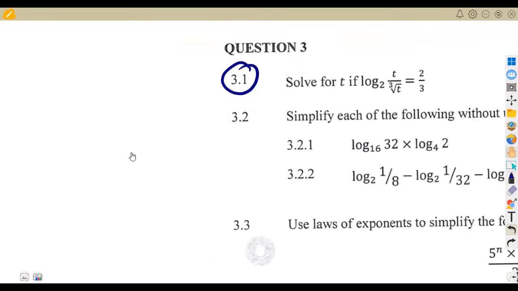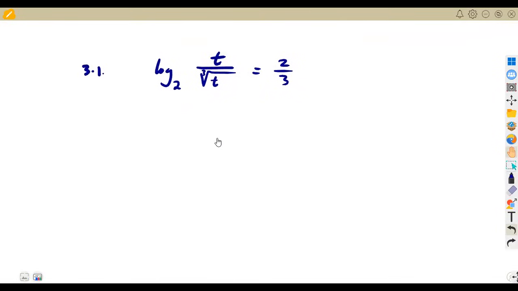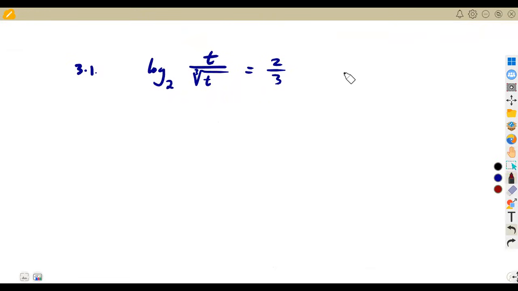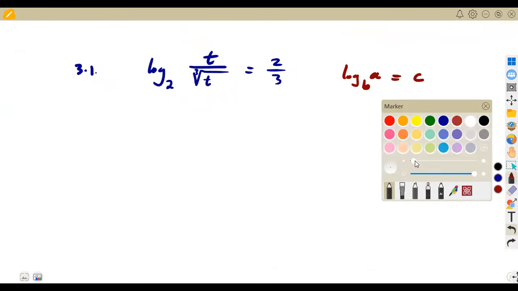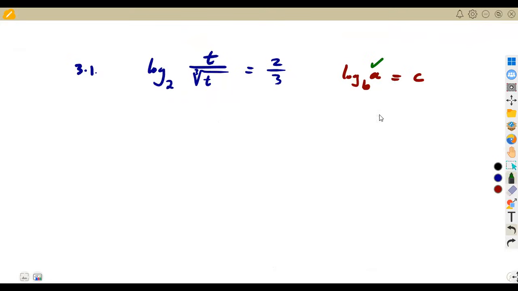How can we solve this logarithm? We are supposed to work with our laws of logarithms. Remember, I always say that from our log form, the logarithm of a in base b, if it is equal to c, can be written in index form, whereby a is equal to b to the exponent of c. That is the index form or the exponential form: a is equal to b to the exponent of c, from a log form.